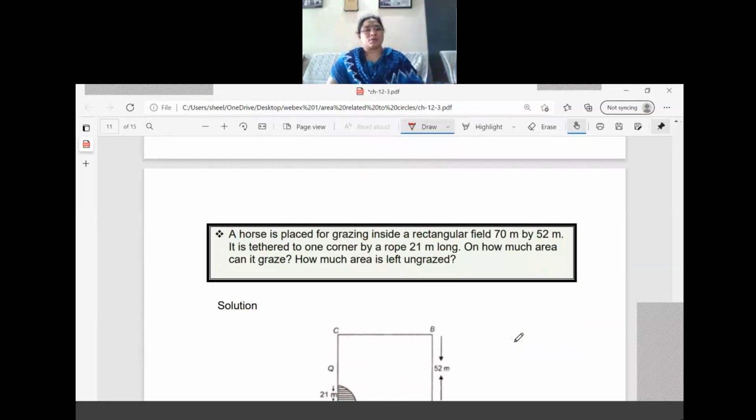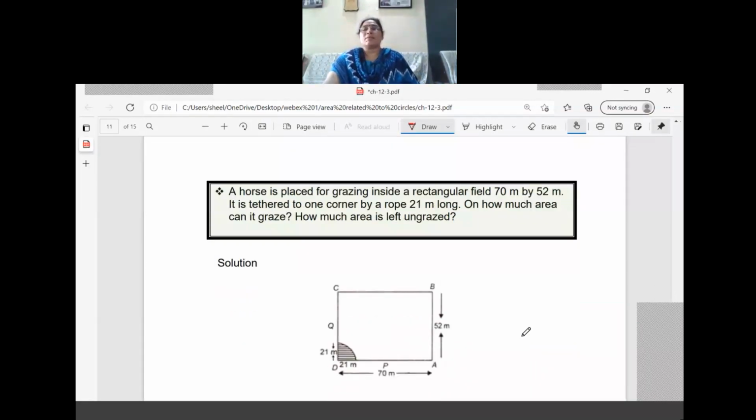Okay. The next question is, a horse is placed for grazing inside a rectangular field 70 meter by 52 meter. It is tethered to one corner by a rope 21 meter. On how much area can it graze? How much area is left ungrazed?